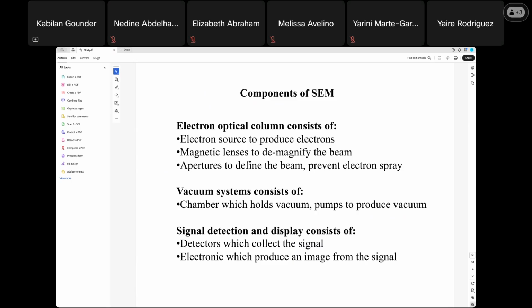Vacuum systems are very important for the scanning electron microscope, with cold pumps to produce the vacuum. Then the signal detection and display, which consists of detectors which collect the signal, and also electronics, which produce an image from the signal.